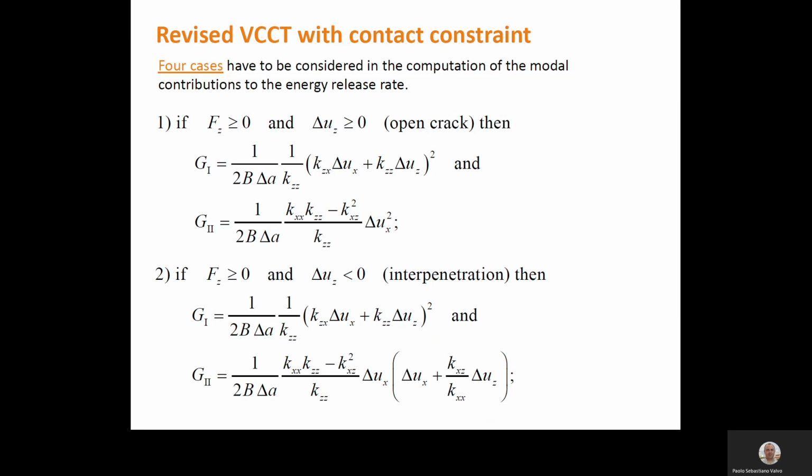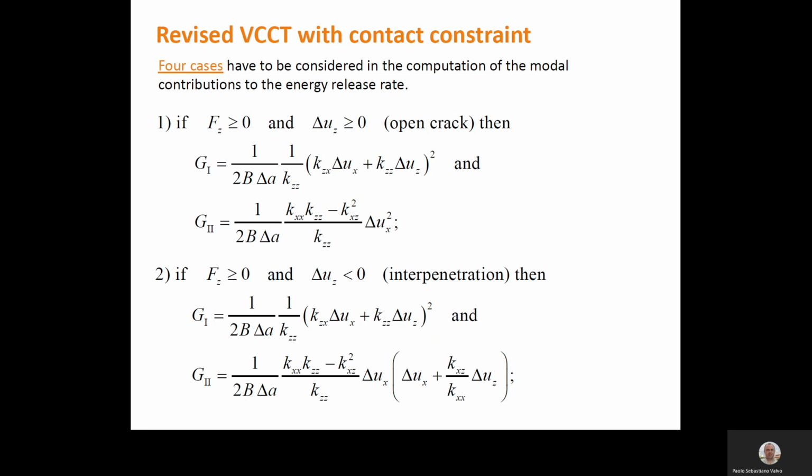Case 1 is when both the crack tip force F and the relative displacement delta U in the Z direction are positive or null, which means that we have an open crack, and this corresponds to the white region in the ellipse plane that we saw before. G1 and G2 have the expressions given in the slide, which are the same as those given in my previous papers.